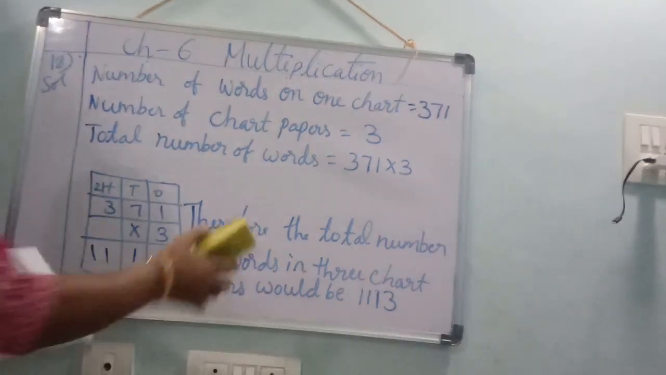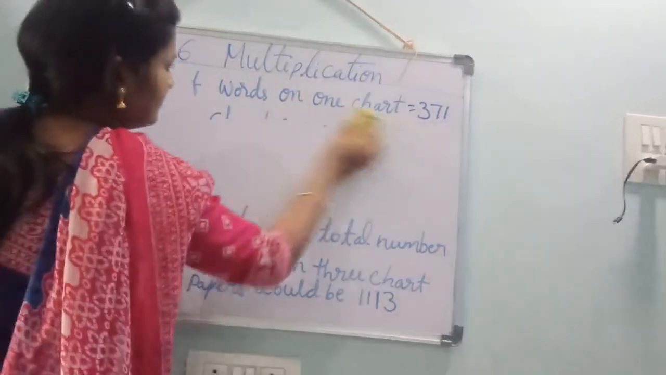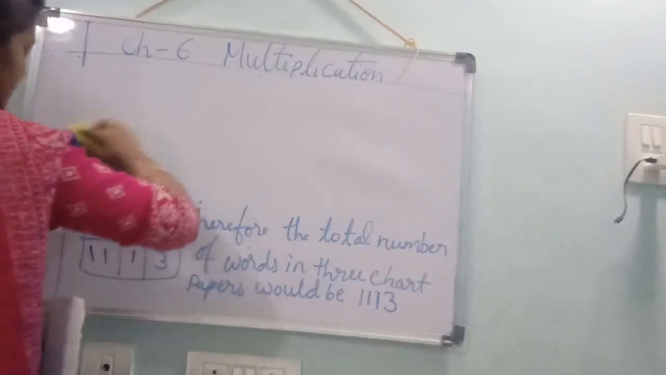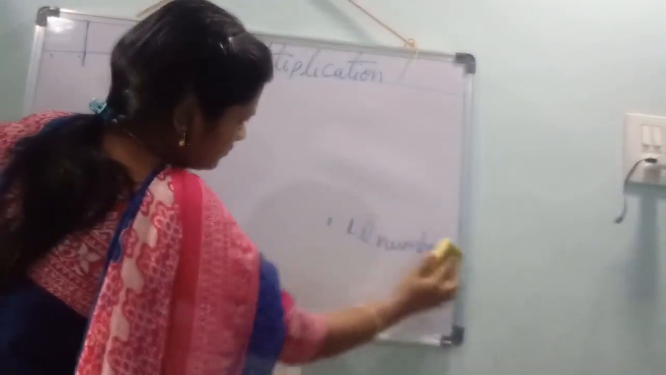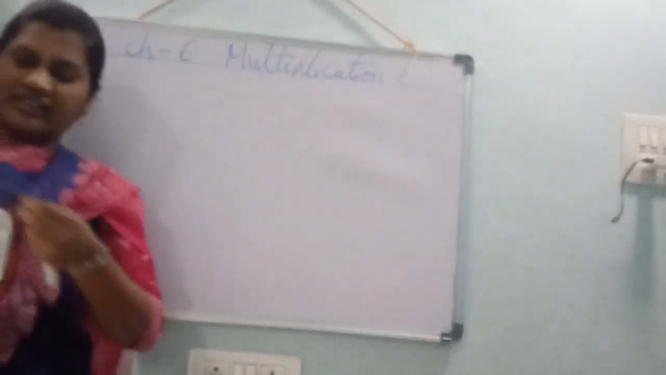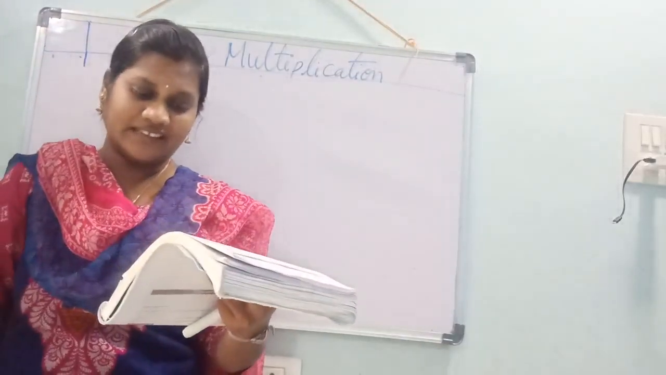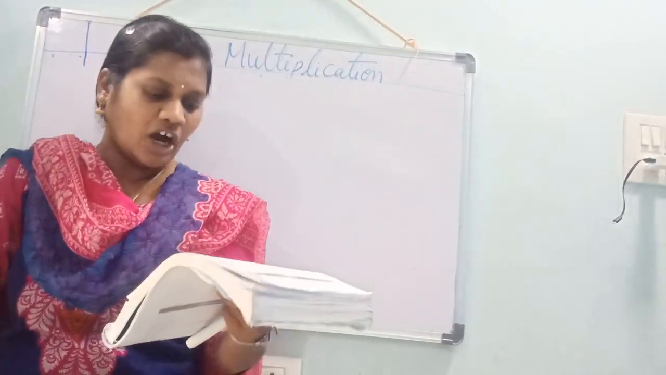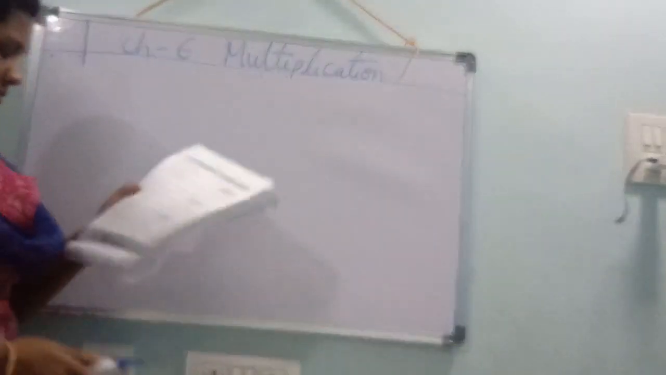Children, long answer questions. 19th one. Ajay kept 675 stamps in a box. If he has the same number of stamps in 13 such boxes, how many stamps does he have in all?